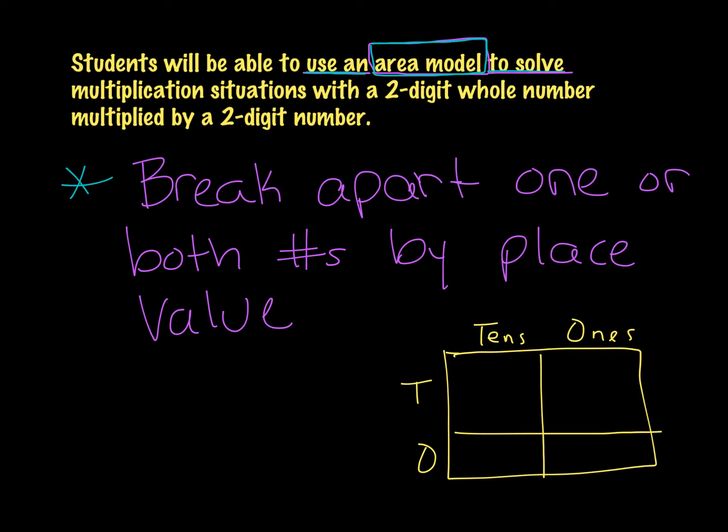Okay, tonight's video you are going to be learning about using the area model to solve multiplication situations with a two-digit whole number multiplied by a two-digit number. You're going to need to break apart one or both of the numbers by their place value. In this case it will be tens and ones because they're only two digits.